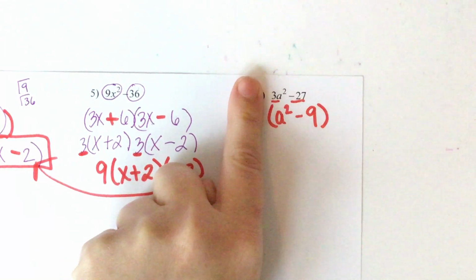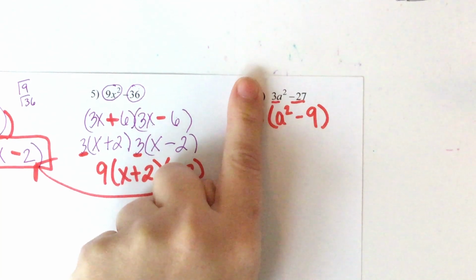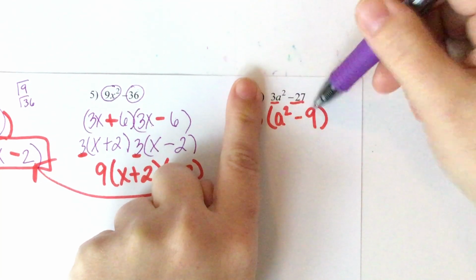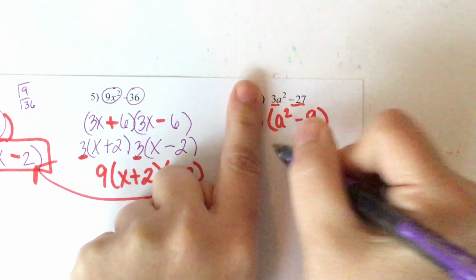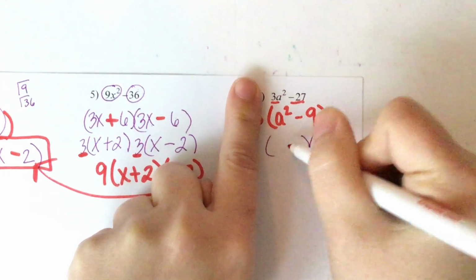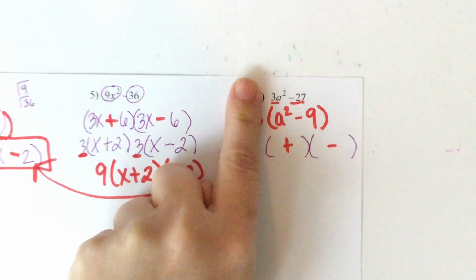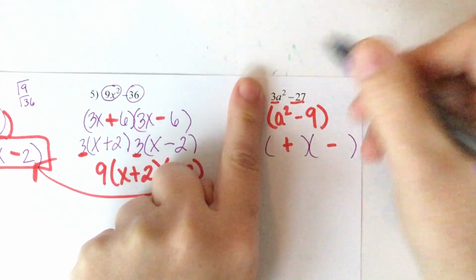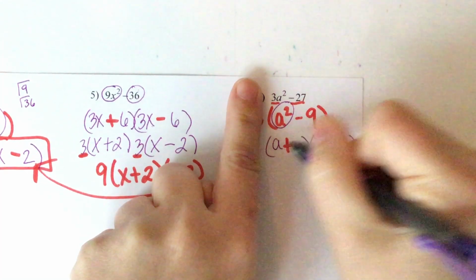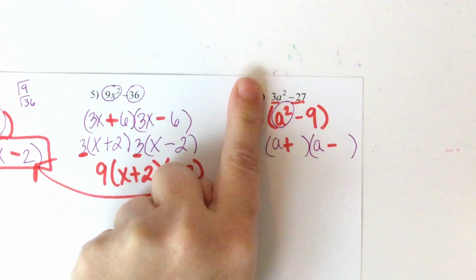First, I look for a GCF. There's not one. And then there's two terms, 1, 2. Is this a difference of squares? Yes. So we build our two sets of parentheses. One gets a plus, one gets a minus, and then we take the square roots. What's the square root of a squared? A, because a times a is a squared.